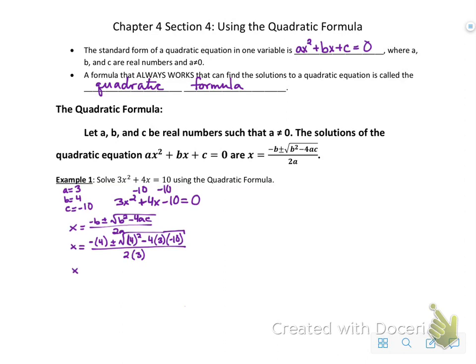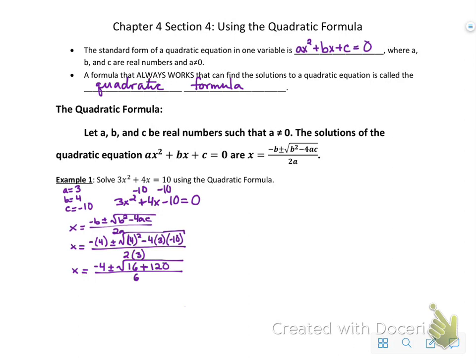We have to do the little math first. So a negative times 4 is negative 4. 4 squared is 16. Negative 4 times 3 times negative 10 is positive 120. So we're going to go ahead and change that. And 2 times 3 is 6.